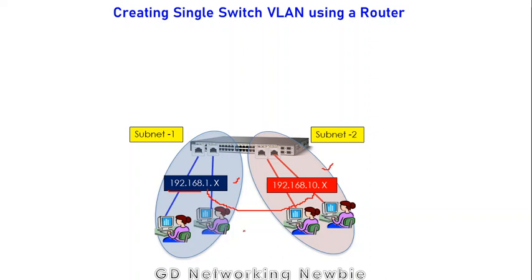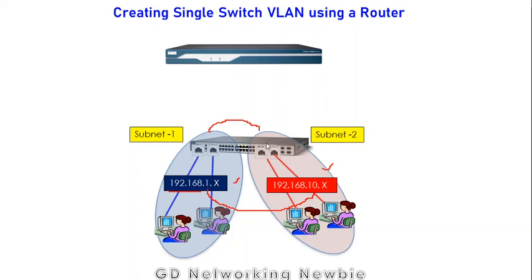Now to connect them. If some data wants to travel from this VLAN to this VLAN, then the switch will not allow this. Then we need a third entity, and today for that we are using a router. So the router is there. What we will do is take an interface from the router and one interface from the switch, and we will connect them.